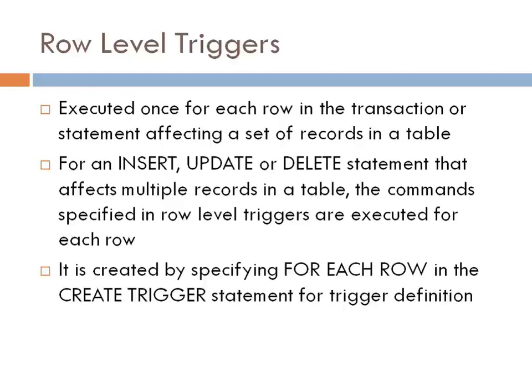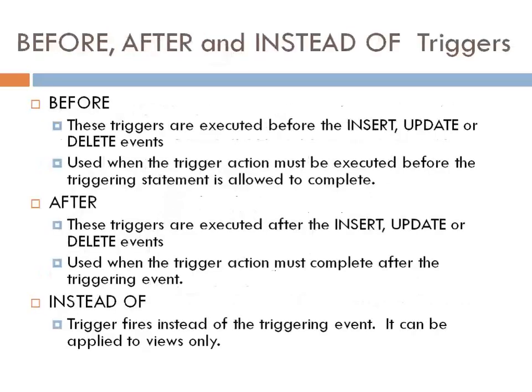It will not be done in one shot. If there are 10 rows which are being affected, then the trigger statements will be executed 10 times, once for each row. It is created by specifying FOR EACH ROW in the create trigger statement for the trigger definition. So if you want to create a row level trigger, then in the trigger definition you have to specify FOR EACH ROW. We will discuss this in the syntax of the create trigger statement.